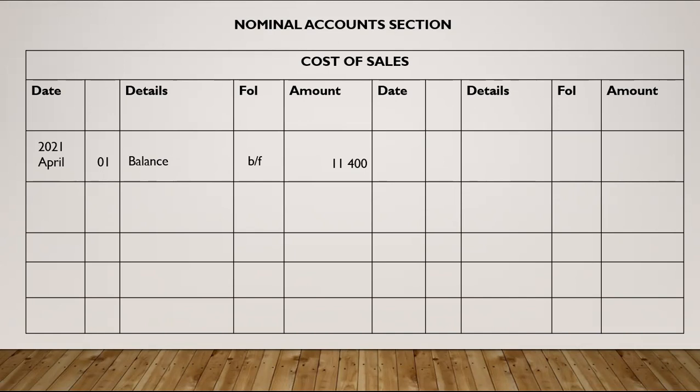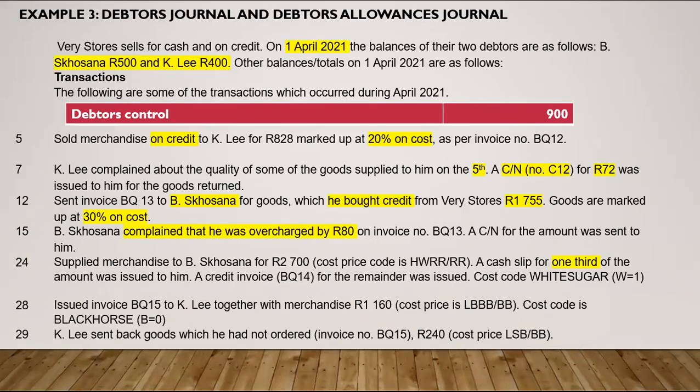Okay, moving right along. Let me just get to the first transaction. The first transaction says that on the 1st of April, we sold merchandise on credit to Kylie for 828. We sold them for that much. That means 828 is the selling price.